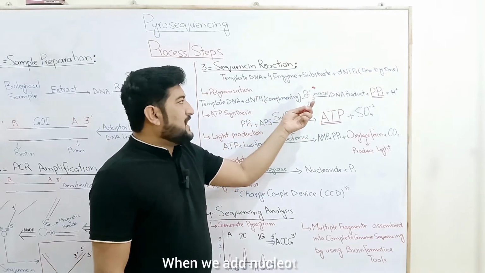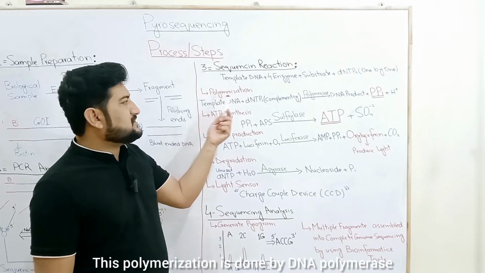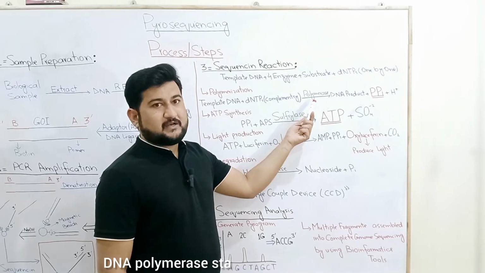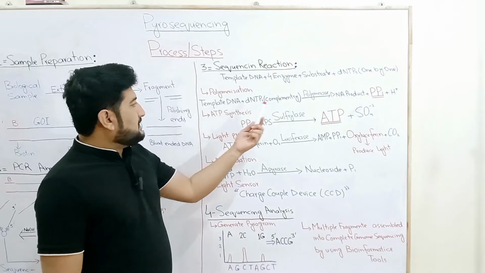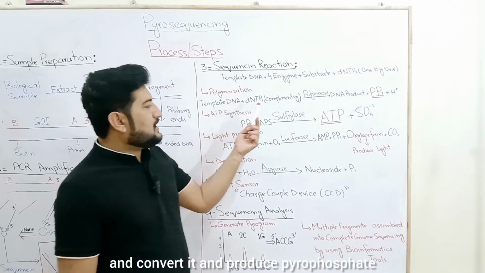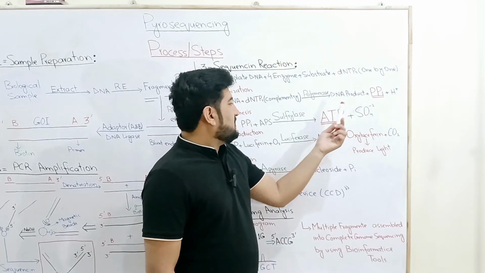When we add nucleotide, the next reaction is polymerization. This polymerization is done by DNA polymerase. DNA polymerase starts to add nucleotides into the complementary strand according to the template DNA strand. DNA polymerase adds nucleotides according to the template DNA and produces pyrophosphate, hydrogen and DNA product.